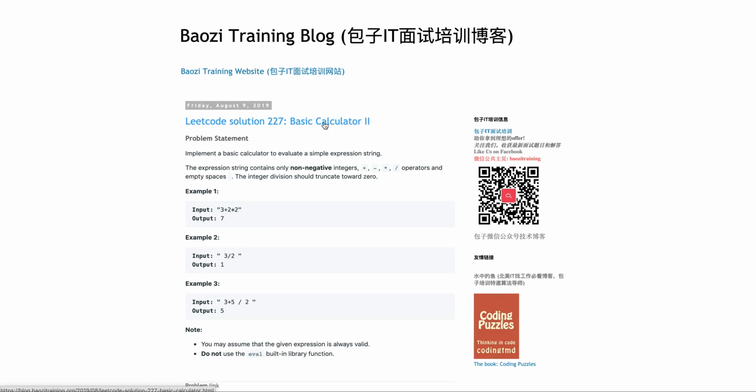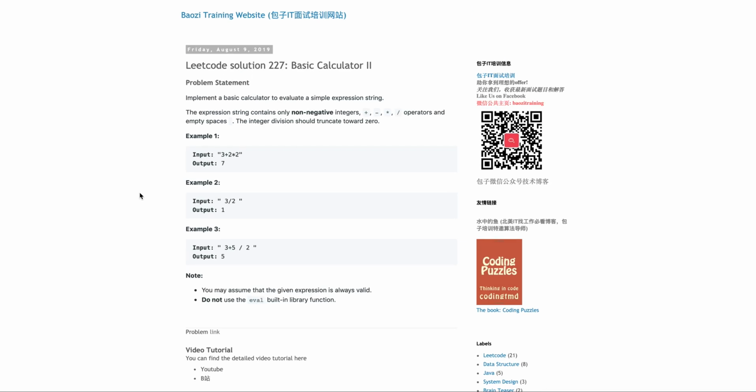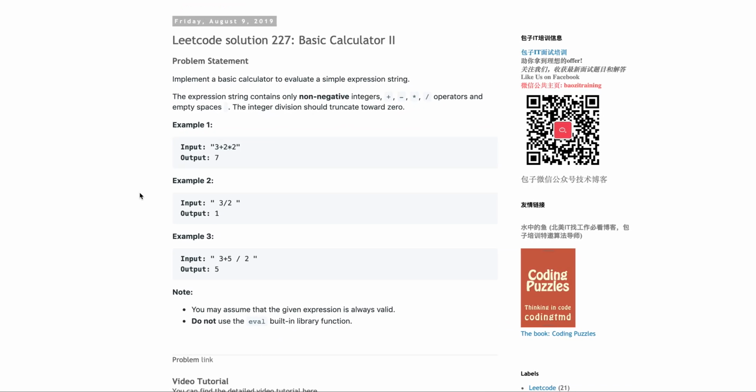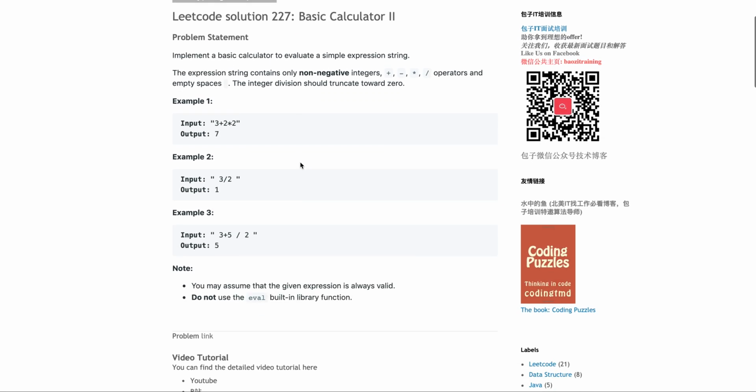Today we're going to look into this problem. It's called Basic Calculator 2. So what is Basic Calculator 2? Apparently there must be a Basic Calculator 1, where you can read the solution here. It's very similar, except there are no parentheses in Basic Calculator 2. There's only plus, minus, multiply, and divide, and assume everything is valid.